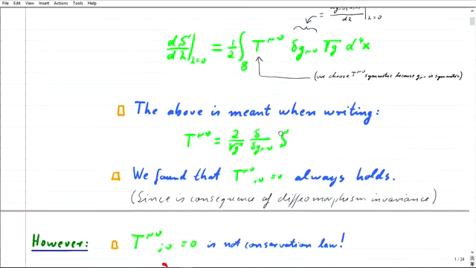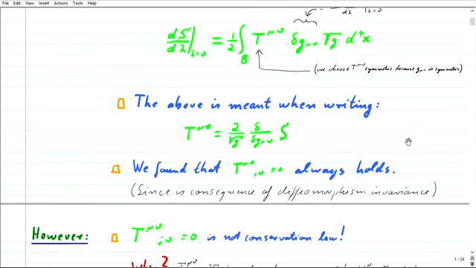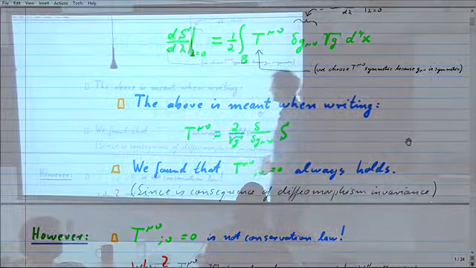As I said, the energy-momentum tensor is the derivative of the action with respect to the metric, except for a square root of g factor for the measure. The actual definition is that the energy-momentum tensor is 2 over square root of g times the derivative of the action with respect to the metric. Without this factor of square root of g, it would be what is called a tensor density rather than a tensor.